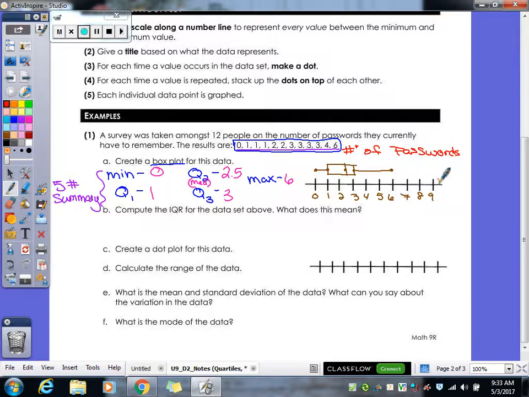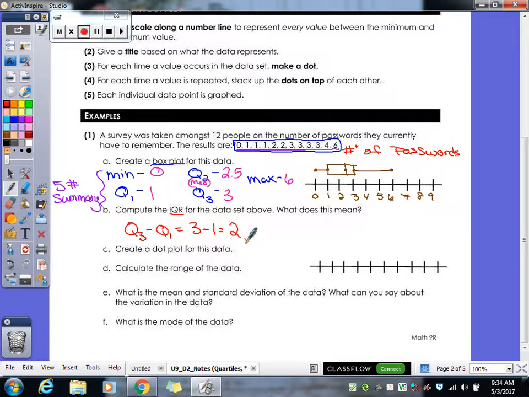So B, compute the IQR for the data set above. So your IQR is your Q3 minus your Q1. Basically, you're figuring out how big the box part of your box plot that we just made is. So that'd be 3 minus 1, which is 2.